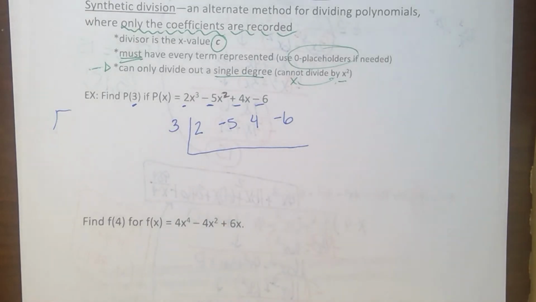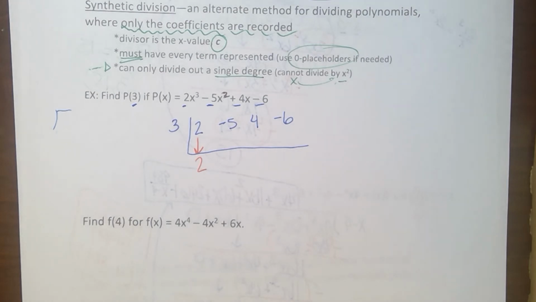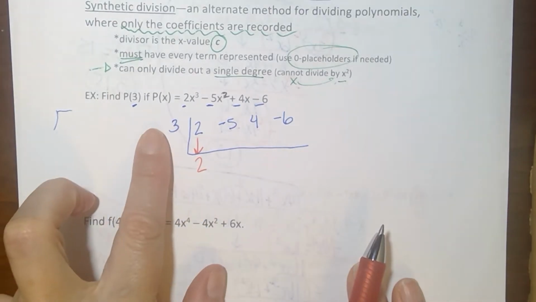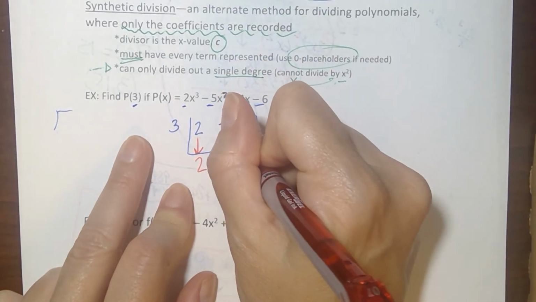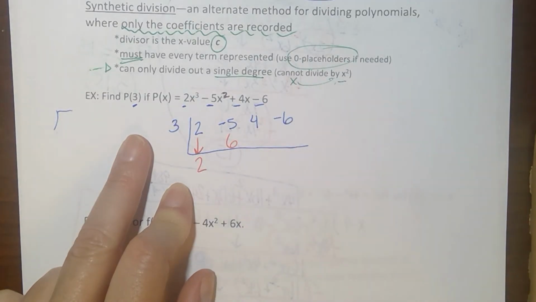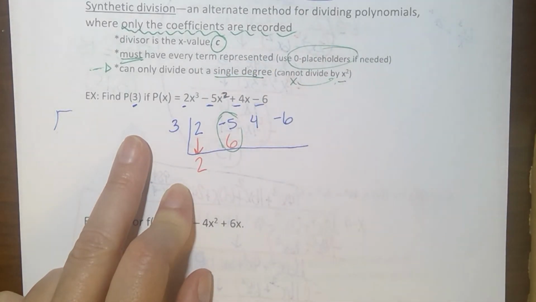Okay, we are going to do the same steps over and over again with synthetic division, just like we did those same steps over and over with long division. First step is always to bring down your first coefficient. Then I multiply on the outside. So I'm going to multiply my divisor times this value I just brought down. Multiply on the outside. 3 times 2 is 6. Then I add on the inside. So I'm going to add together -5 and 6, and I get a +1.